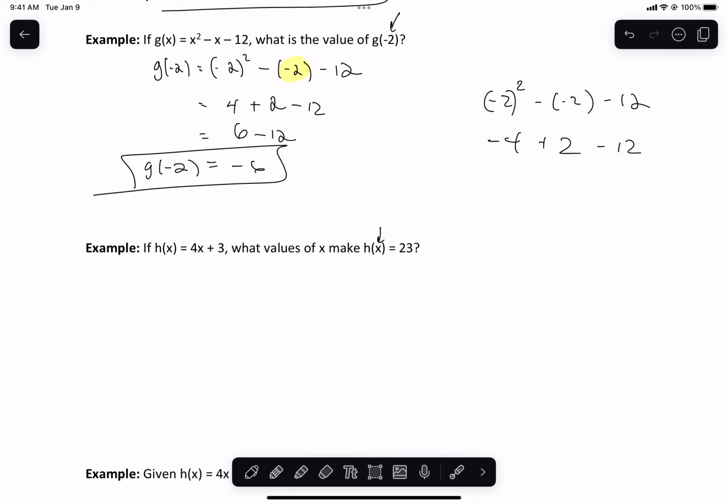Okay, so h of x, this piece is equal to 23. So I'm going to take that piece and replace it where h of x is. Okay, and then it's just solve. Just solve for the thing that's still sitting there. So x is the thing I'm looking for.